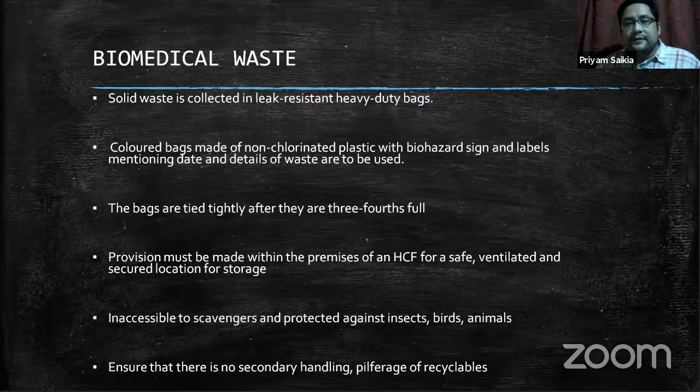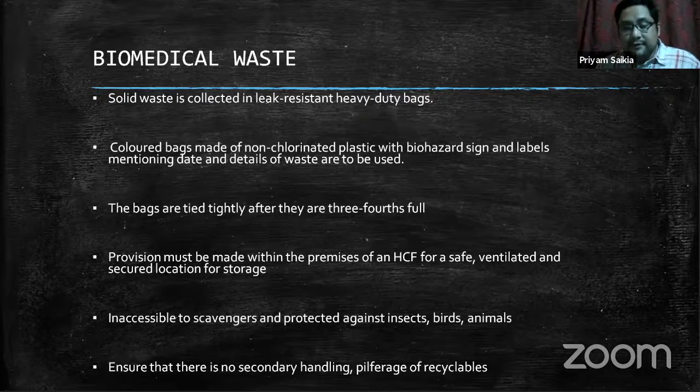The solid waste is to be collected in leak-resistant heavy-duty bags so that they do not leak either during storage or during transportation. The colored bags should be made of non-chlorinated plastic with a biohazard sign and labels mentioning the date and details of the waste. The bags are to be tied tightly after they are three-fourths full.